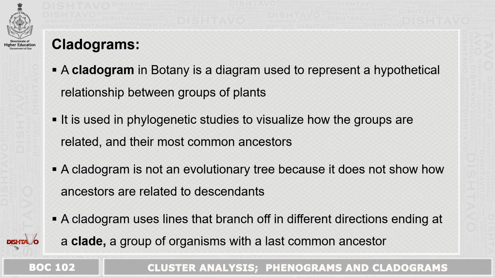Cladograms. A cladogram in botany is a diagram used to represent a hypothetical relation between groups of plants. It is used in phylogenetic studies to visualize how the groups are related and their most common ancestors. A cladogram is not an evolutionary tree because it does not show how ancestors are related to descendants. A cladogram uses lines that branch off in different directions, ending at a clade. A clade is a group of organisms with a last common ancestor.